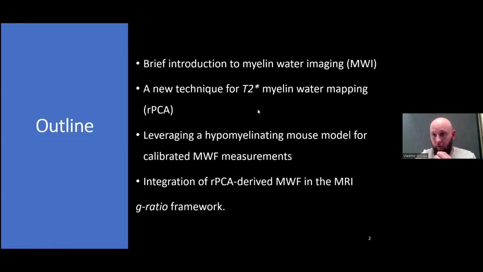So a little overview of my talk. I'm going to give a brief introduction to myelin water imaging. And I'm going to talk about a new processing technique for T2 star-based myelin water mapping. And then I'm going to talk about how we're going to leverage a panel of hypomyelinating mice to calibrate these measurements. And then finally, we're going to take a look at the integration of this myelin water imaging technique into the MRI G ratio framework.